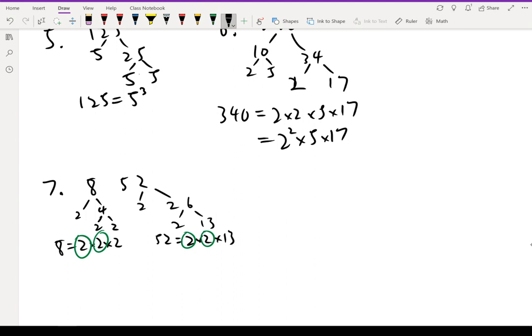And so there are repeating numbers of 2 and 2, and so the greatest common factor, GCF, is equal to 2 times 2, which is 4. So that's the greatest common factor. Only the common factors you can multiply together.